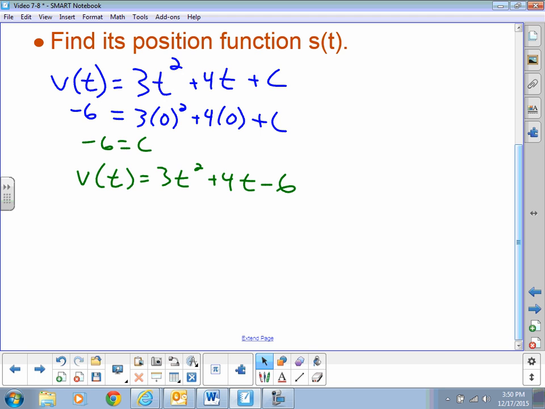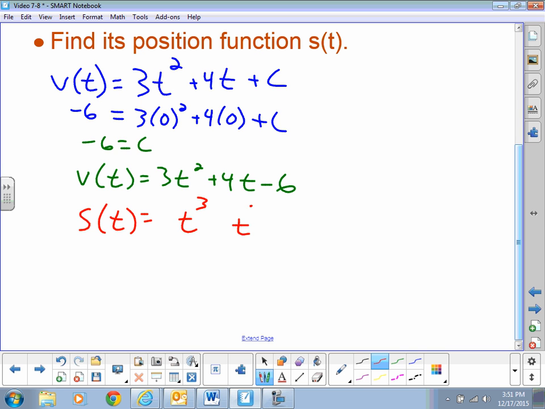From that, we can now find our position function, which is the velocity's antiderivative. T will go up to 3. We'll divide the 3 out front, and we just get 1. This will go up to squared. We'll divide the 2 out front, and we'll get 2. Negative 6 now becomes linear, and we've got another constant on the end. Let's say plus d, so we don't confuse it with the c from before.